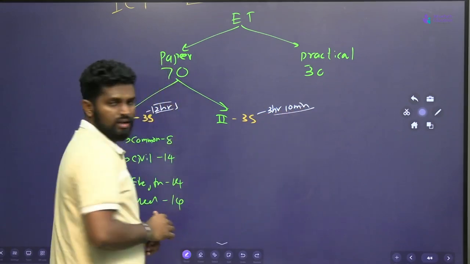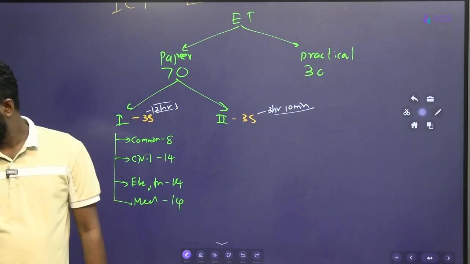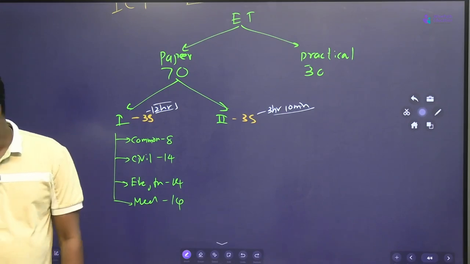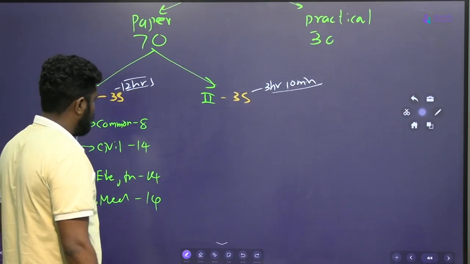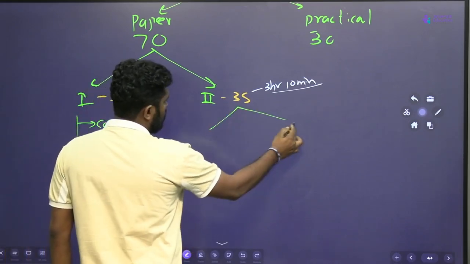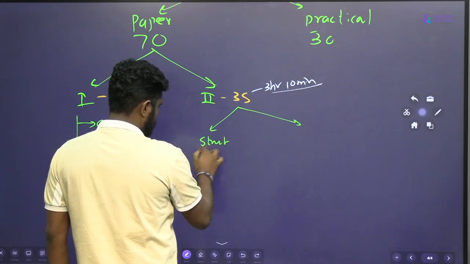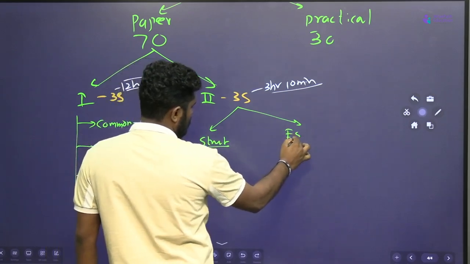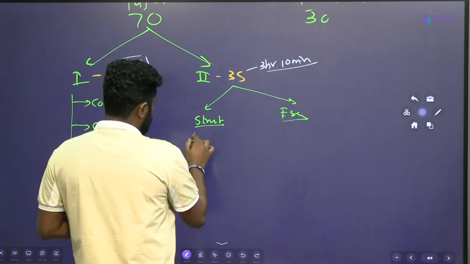10 minutes for the reading time. And the second paper has 2 types of questions. There I have some structured type questions and the essay type questions. Then the first 4 questions are from the structured part.